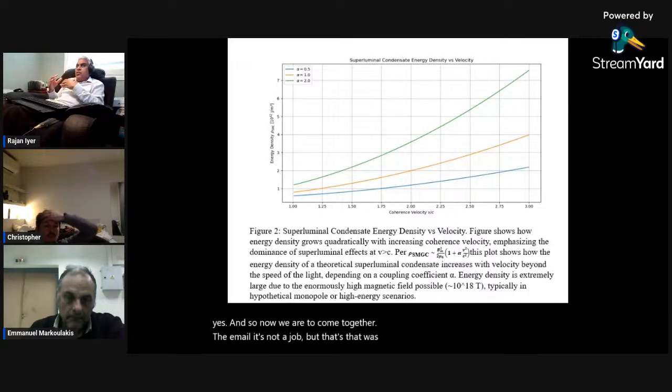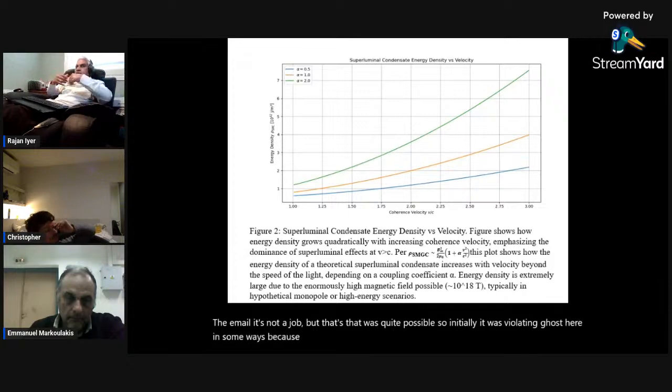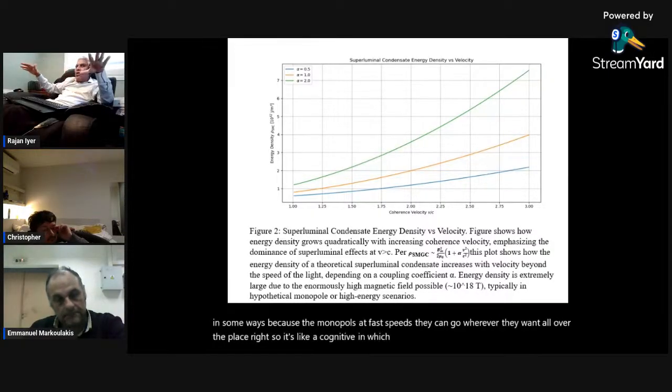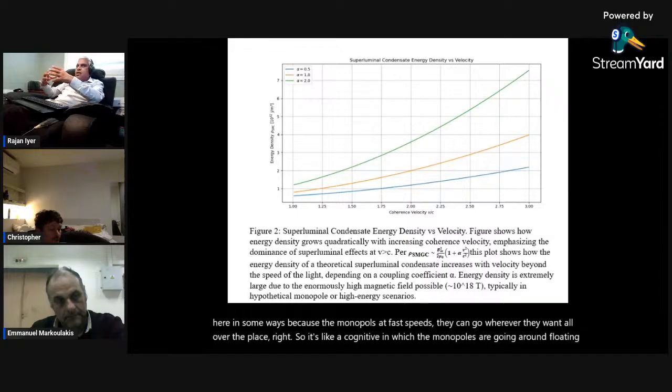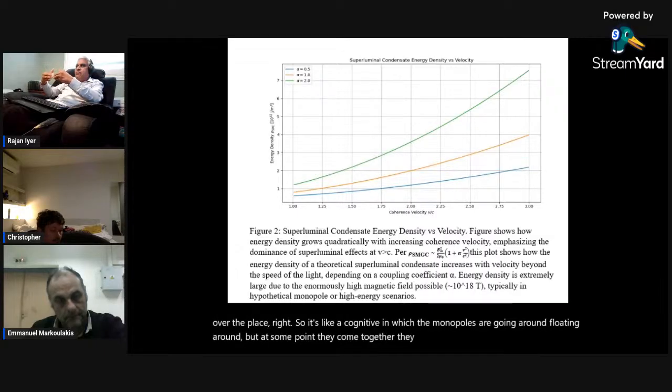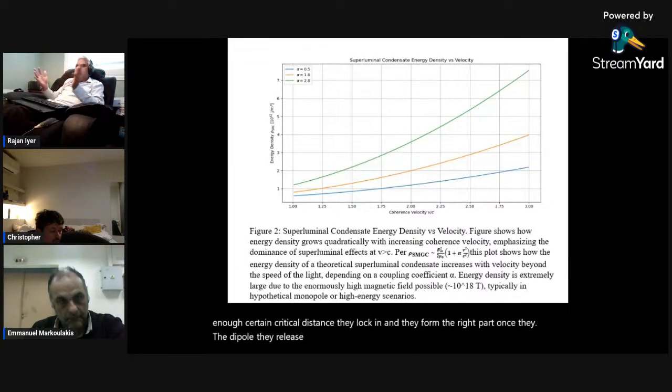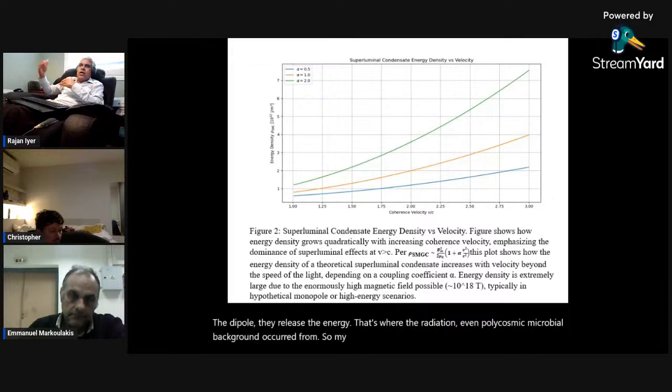Initially, it was violating Gauss's theorem in some ways, because the monopoles at fast speeds can go wherever they want, all over the place. So it's like a nightmare in which the monopoles are floating around, but at some point they come together. When they come close enough, at a certain critical distance, they lock in and form the dipole. Once they form the dipole, they release the energy. That's where the radiation, even probably the cosmic microwave background, came from. My next paper actually talks about that a little more. This is part one of the paper.